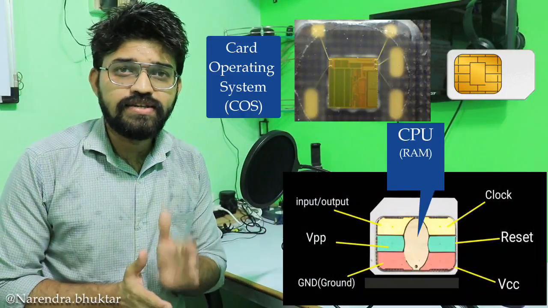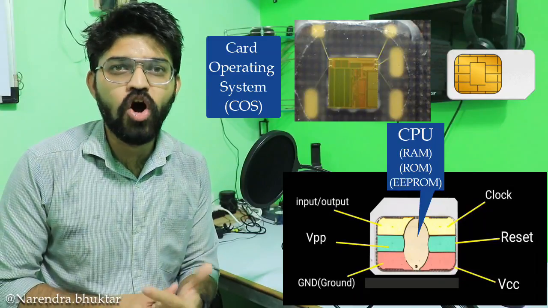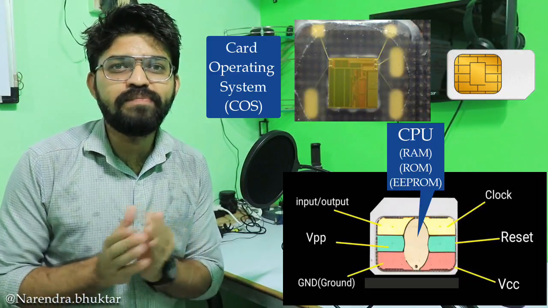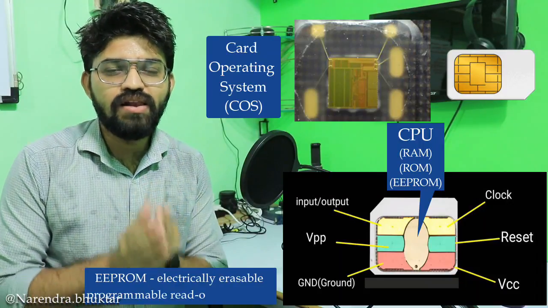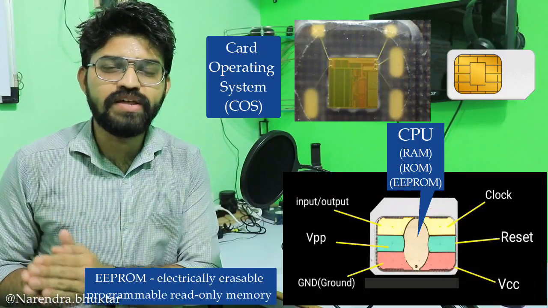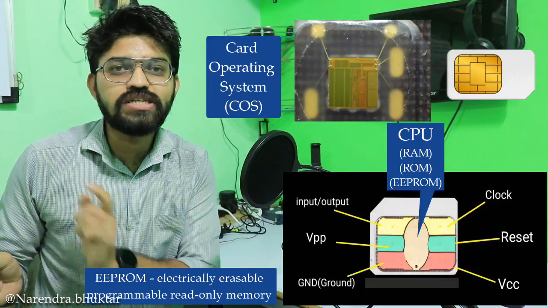Over here, this is the central processing unit, and it includes the RAM, random access memory, ROM, read-only memory, and EEPROM. This EEPROM, electrically erasable and programmable read-only memory, is related to the manufacturer or the service provider.